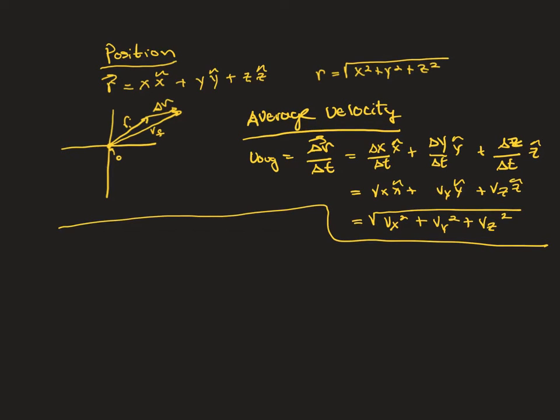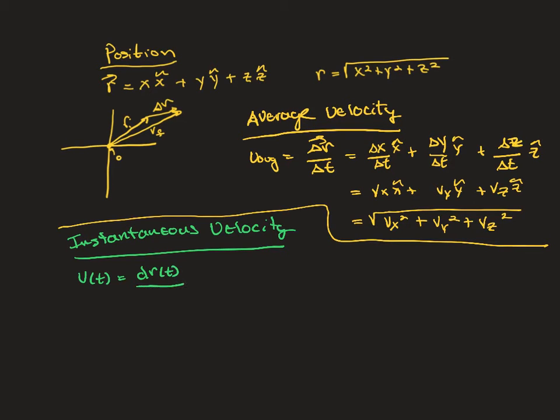Alright, so progressing on, what happens if we want to find, instead of an average velocity, an instantaneous velocity? Alright, so remember, when we want to find an instantaneous, that means we need to take a derivative. So in this case, our velocity as a function of t is going to equal the derivative of our r vector, so our position vector that encompasses both the x, the y, and the z direction.